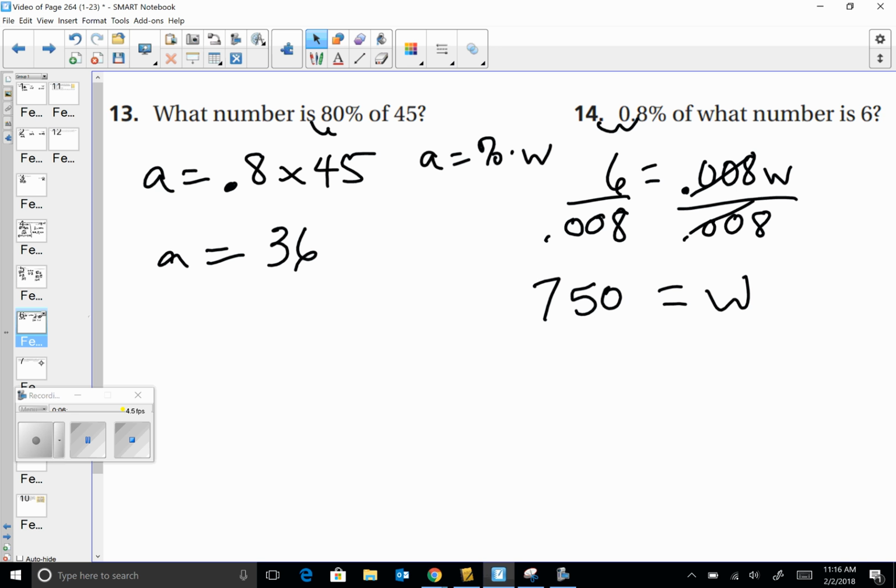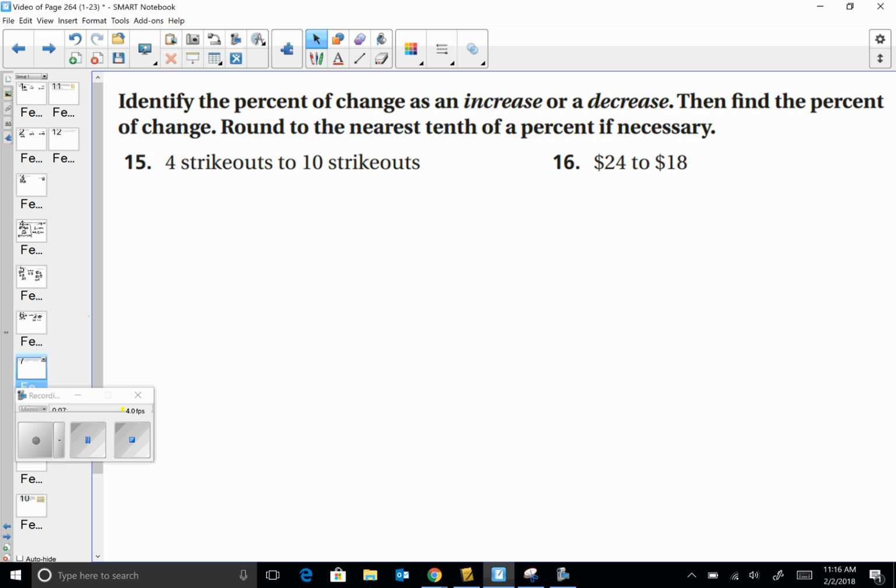All right, moving on. We have identify the percent of change as an increase or a decrease, then find the percent of change. We're going to round this to the nearest tenth if necessary. All right, so remember, percent of change is going to be the change over the original.